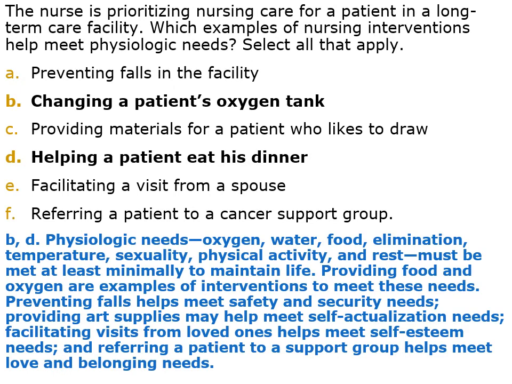We're changing the patient's oxygen tank. That meets those oxygenation needs. And we're helping the patient to eat his dinner. That meets those elimination needs. Again, physiological needs, oxygen, water, food, elimination, temperature, sexuality, physical activity, and rest have to at least be met minimally in order to sustain life. Providing food and oxygen are examples of those interventions. Falls meets safety and security. Art supplies may meet self-actualization needs. Facilitating visits from a loved one may help meet self-esteem needs, and referring a patient to a support group helps meet the love and belonging needs.